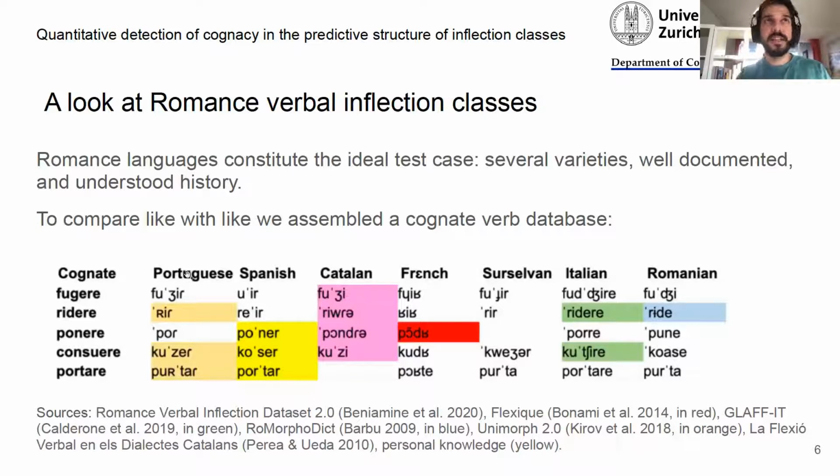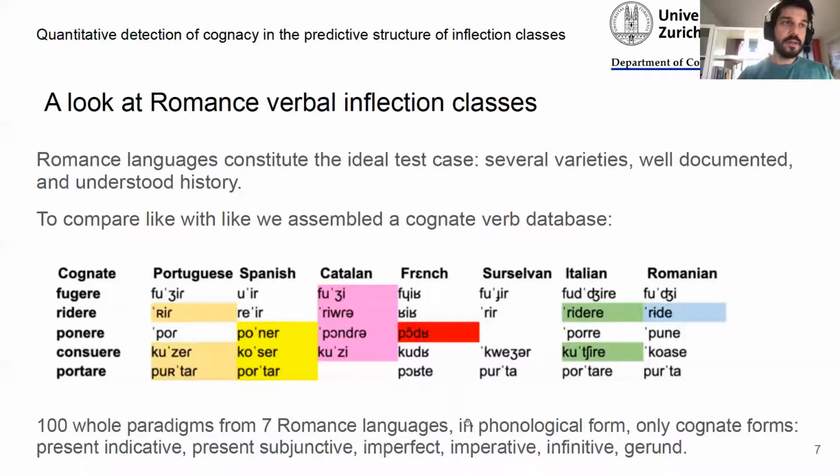Romance is an ideal test case because it has enough varieties that are well documented. It has a very well understood history. And we assembled a database of whole paradigm cognates, of verb paradigm cognates from all these different sources. We ended up with 100 cognate paradigms from 7 different Romance varieties, and these are in phonological form.